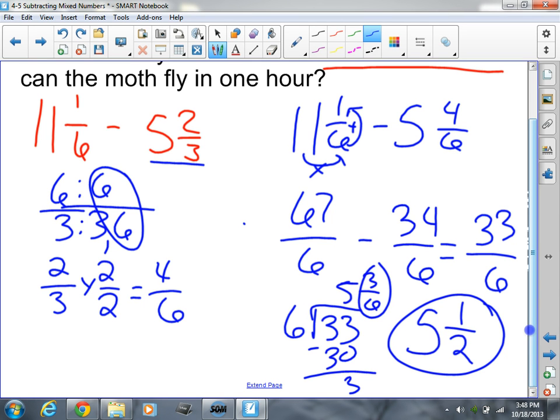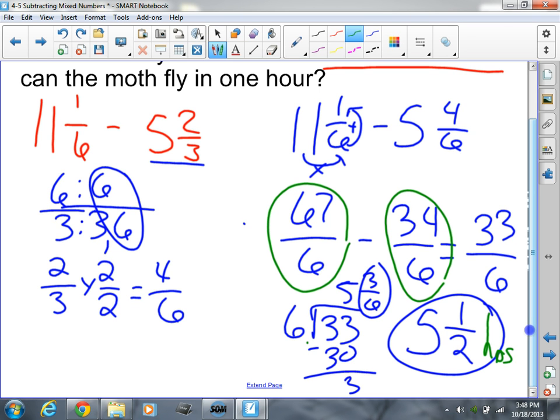So ladies and gentlemen, you see how very easy that was? When I converted everything into an improper fraction, it made it very, very simple to subtract. I then take that improper fraction, make it back into a mixed number, and bam, just like that, I have my answer. So my answer is going to be 5 1/2 hours.